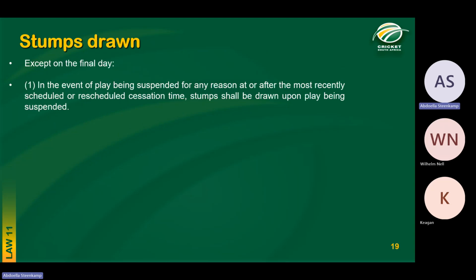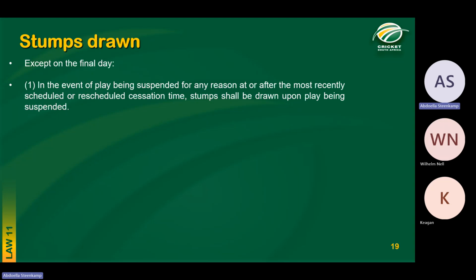Stumps. So when do you call it stumps? And again, not on the final day. On the final day it's something different, because that's when the last hour kicks in. You need to bowl a minimum of 16 overs in the last hour. The last day is different. This is now on days 1 and 2.